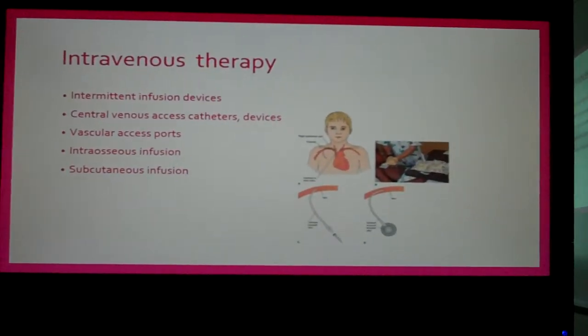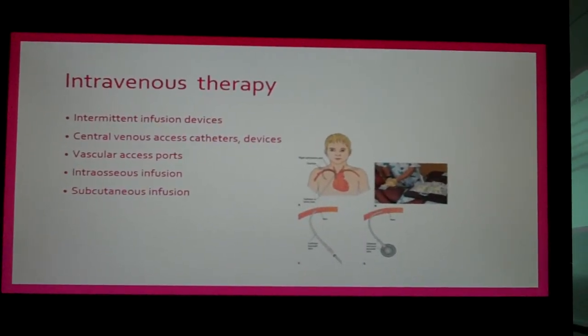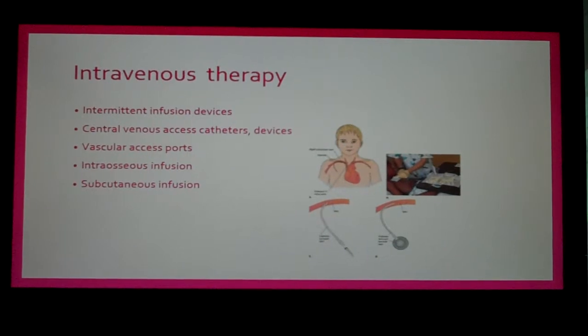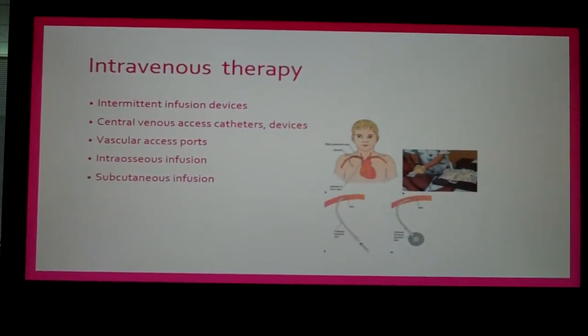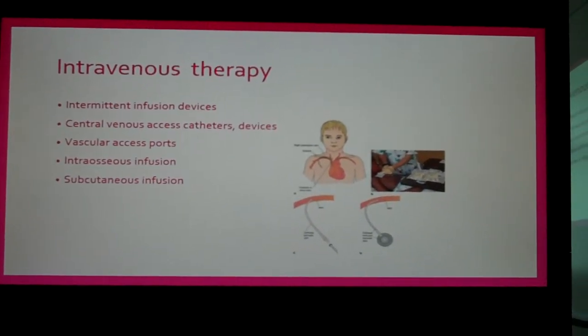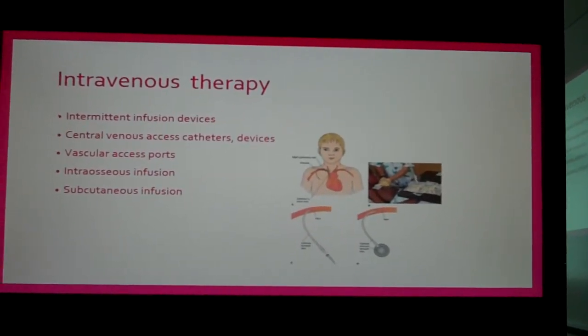For children, make sure you flush peripheral IVs every 2 hours. That differs from your adult recommendations, and that's just because you have to use smaller catheters. They have smaller veins, and a lot of times they will clot more easily.